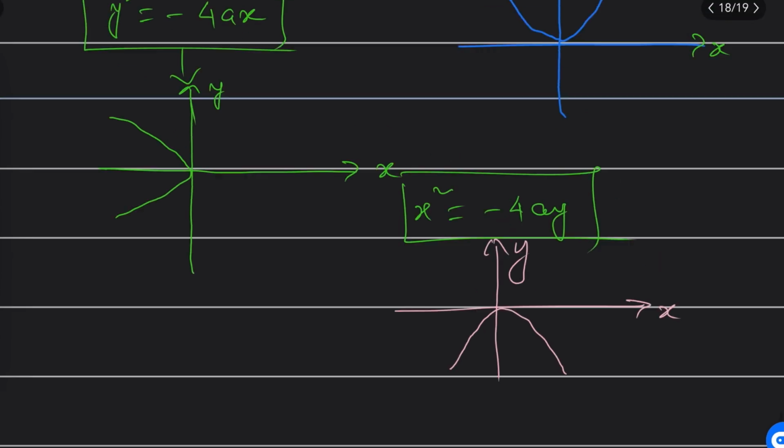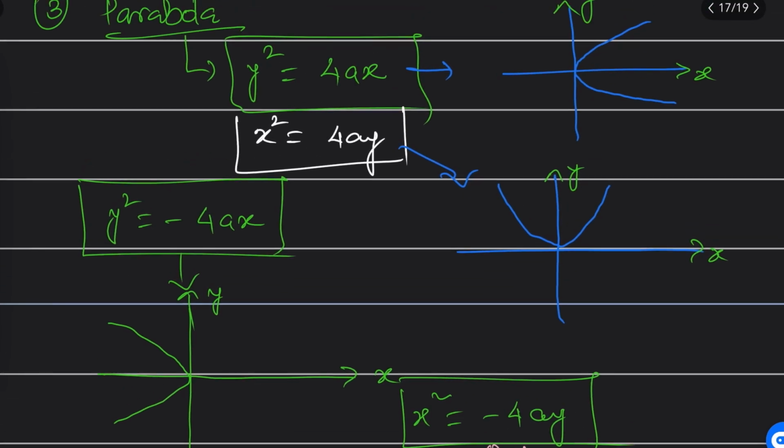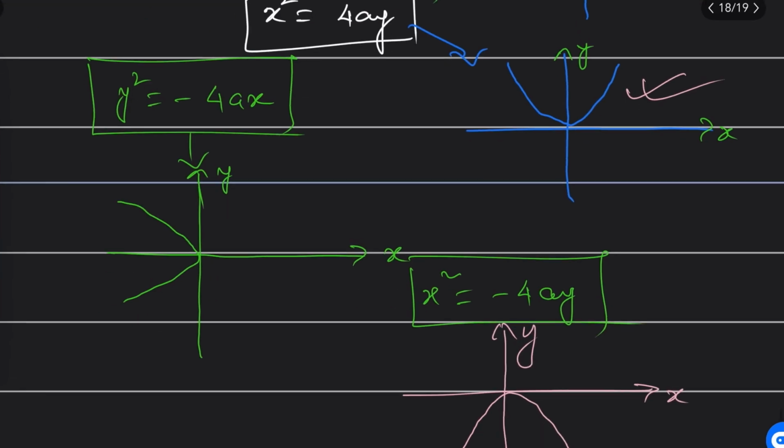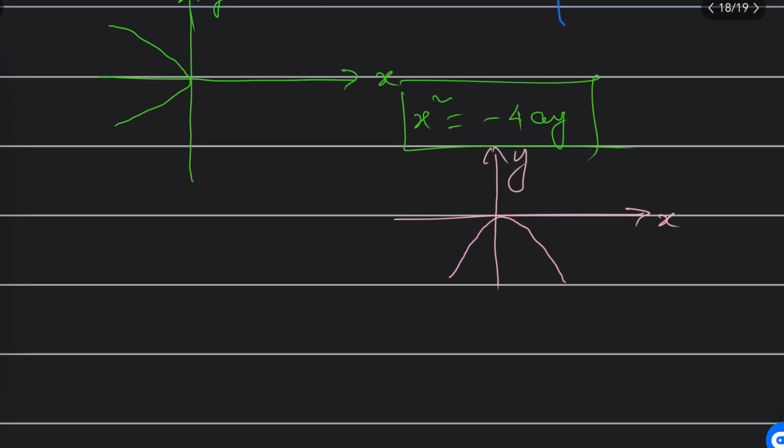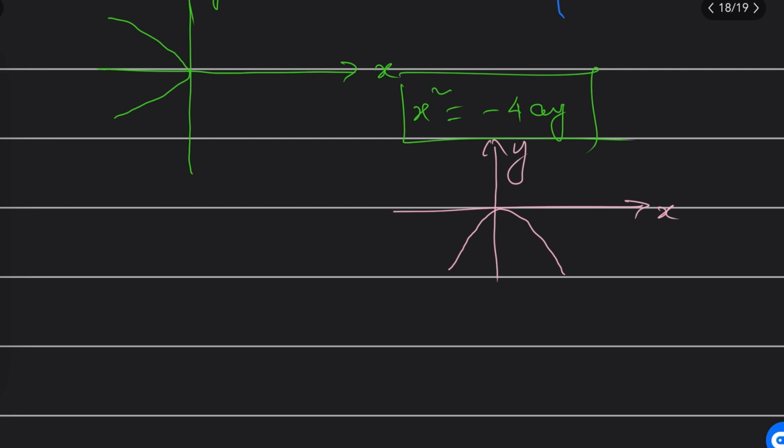Very interesting. Always keep in mind, the variable having power 1, in that direction the parabola will open. Here x has power 1, that's why it opens towards x. Here y has power 1, that's why it opens in the y direction. And negative means the opposite of that. These are the standard equations of a parabola, and you should keep them in mind. No need to do a PhD on it, because I'm discussing only those topics in maths which are important in physics.